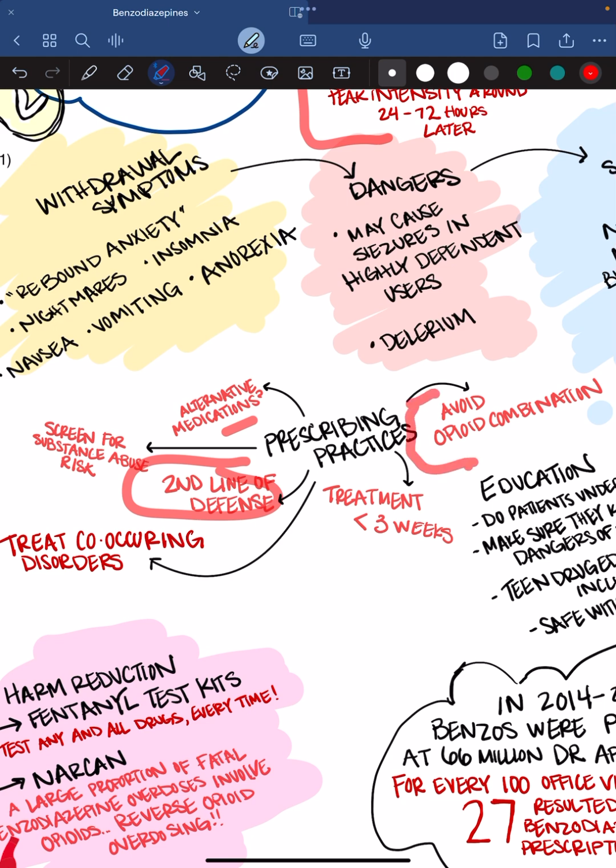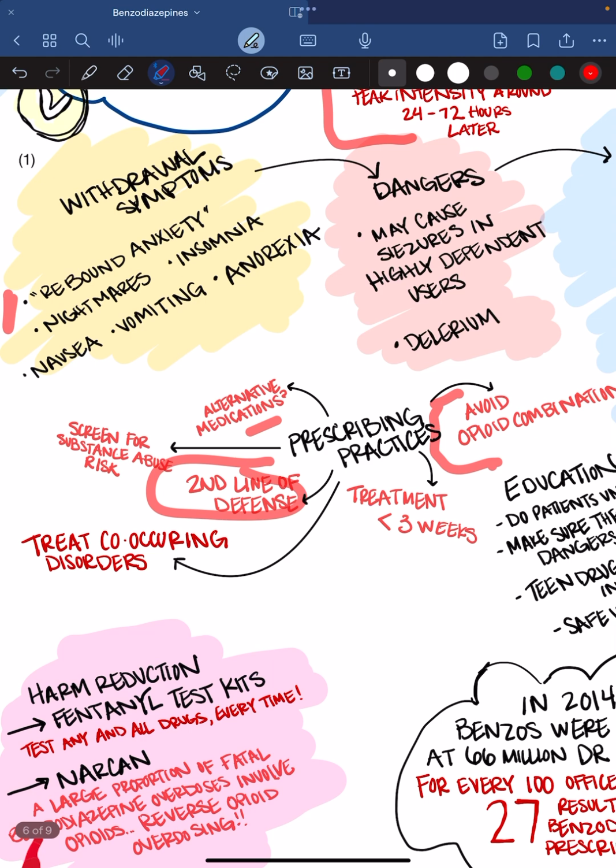Avoiding opioid combination prescriptions is vital for decreasing the overdose risk. Screening for substance use disorder is really important because, like I mentioned, people who are abusing benzodiazepines are likely to already be experiencing a substance use disorder. And if treatment is less than 3 weeks of using the benzodiazepines, there's a really lowered risk of forming a dependence. And treating co-occurring disorders can mean treating any other psychiatric condition or the original anxiety through therapy, other medications, but it's really important to make sure that the anxiety is still being treated.